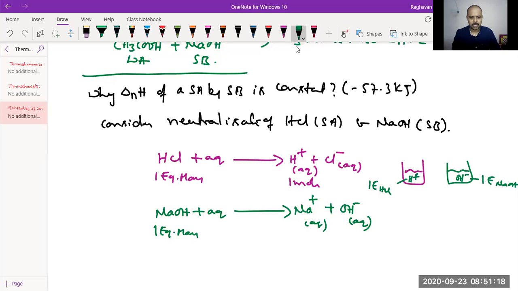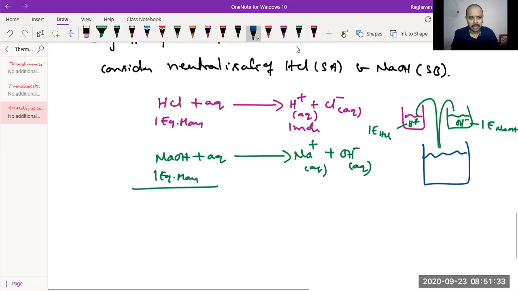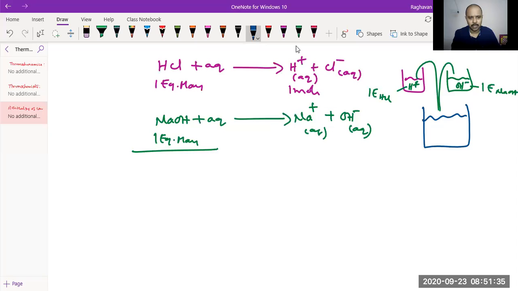So for neutralization to take place, what do we do? We are going to mix this. Correct? When we mix, it gets neutralized. The volume gets doubled. So now, actually what happens during neutralization? I will not incorporate HCl and NaOH molecules because they are no more molecules in the solution. They are present as ions. So after mixing, neutralization takes place.